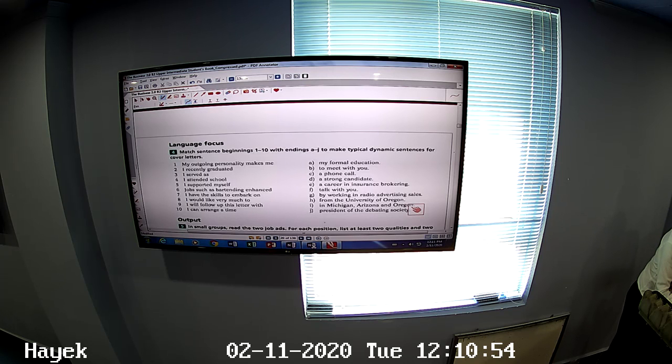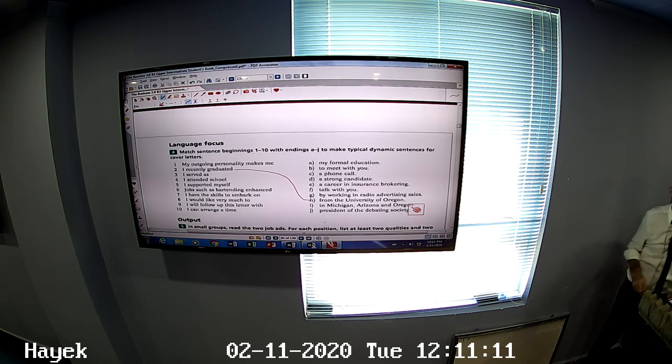Again, I think these are not easy. I think number 1 is particularly difficult. Number 2 says, I recently graduated from the University of Oregon. What is Oregon? A state in the United States of America.